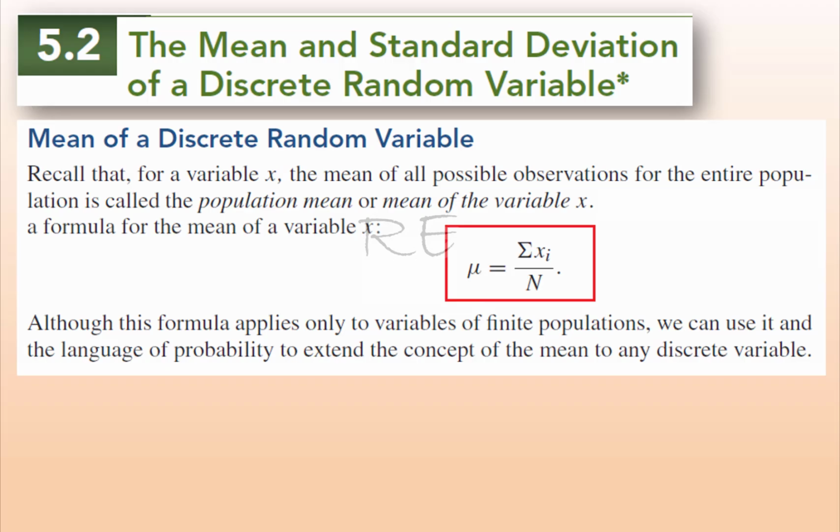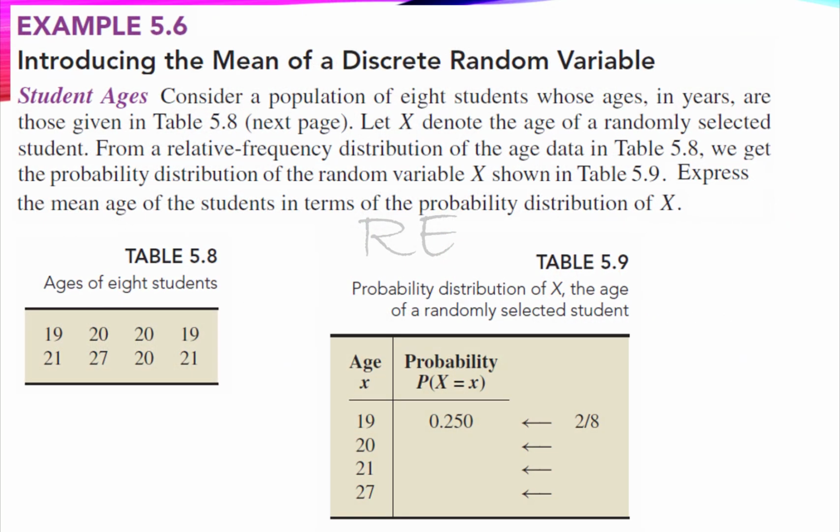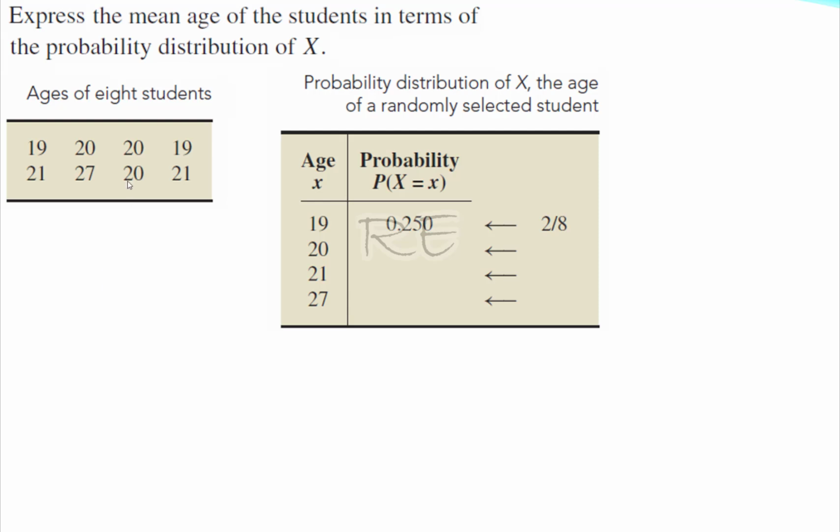The formula for the mean is the sum of all the scores divided by the number of scores. We're going to expand this concept to the mean of any discrete random variable. The mean of table 5.8 is the sum of all the scores divided by the number of scores. But we want to express the mean age of students in terms of the probability distribution.